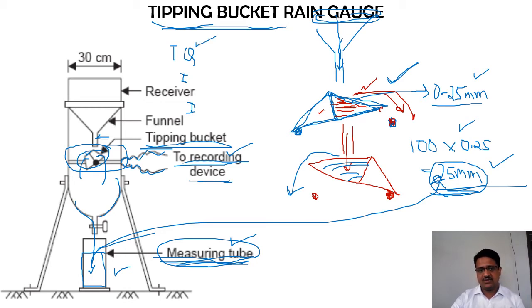So for the total quantity of rainfall, I guess I have answered your query. You can have the calculation like this: total number of tippings into 0.25 will give you the total answer. So that will be there. Apart from that, now if you want to check the intensity of rainfall, okay, what actually is going to happen, I'll just try to explain it here.